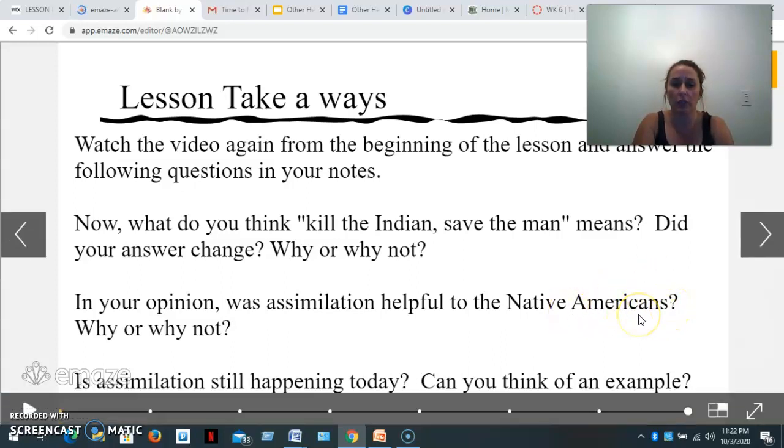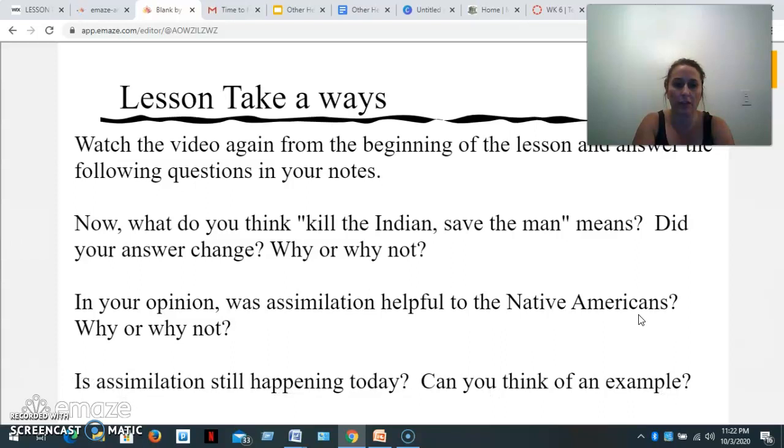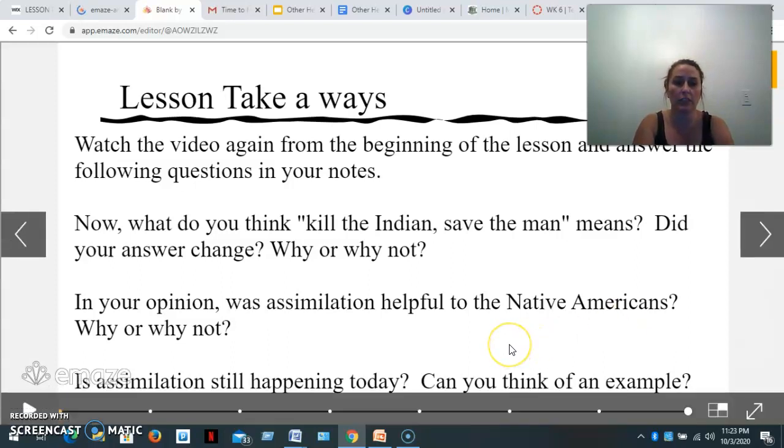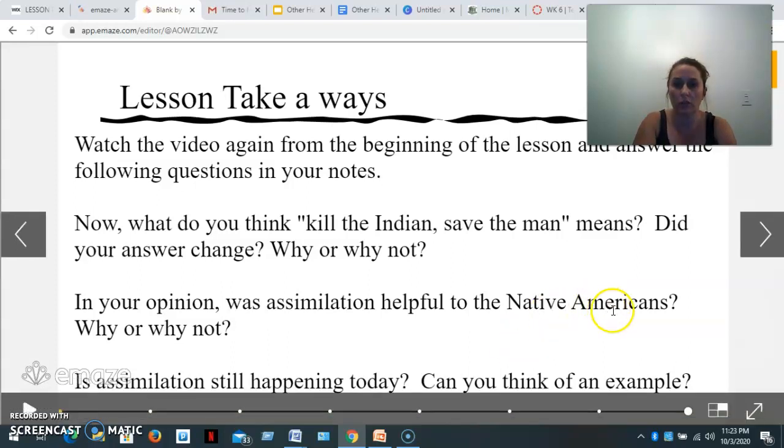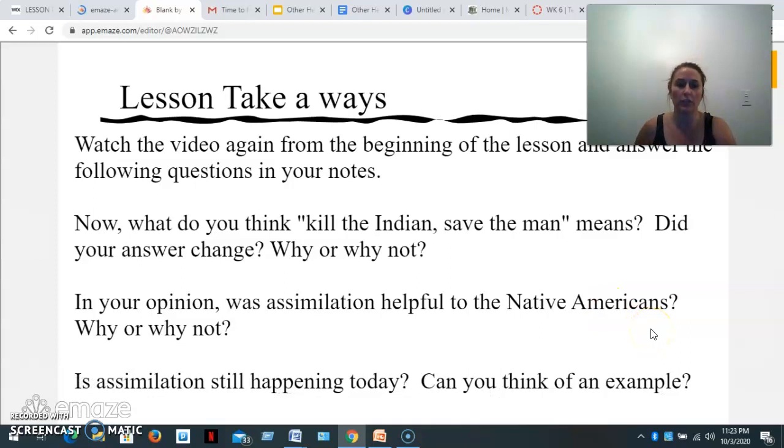And the last question I want you to think about, and again, if you can't think of something, we can always discuss it in class tomorrow, but I want you to do your best to come to class with some kind of an idea. The last question is: is assimilation still happening today, and can you think of an example? These are all guiding questions as we get into writing our editorial article for tomorrow.